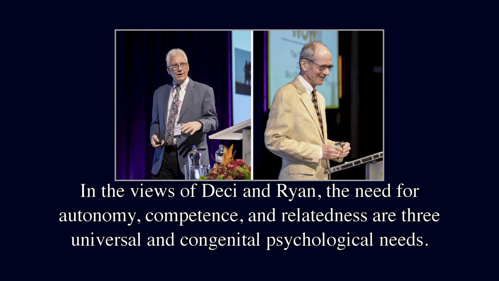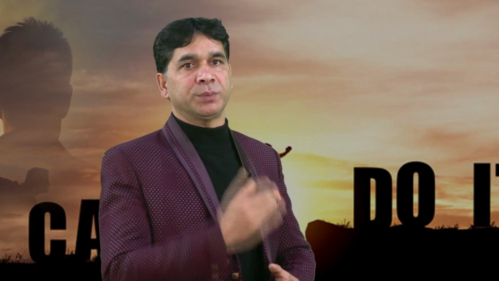In the views of Deci and Ryan, the need for autonomy, competence, and relatedness are three universal and congenial psychological needs. When these needs are satisfied, they lead to optimal motivation and growth. When these three essential psychological needs are met, it increases health and well-being. Terming it differently, our psychological well-being and optimal functioning are based on autonomy, competence, and relatedness.